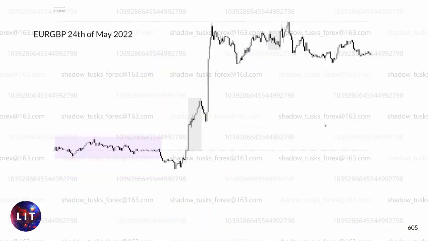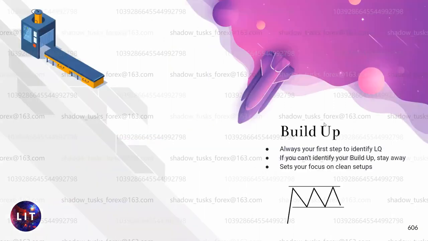Euro GBP on the 24th of May. This one can look a little bit more complicated. Oh, why is this not the inducement to go lower? Stuff like this. But of course, we will cover all of that. What's first? As always, we need to identify our build-ups. So the first build-up, we start with Asia, of course, inducement low, and then you can even see, boom, inducement high, and then we're channeling.